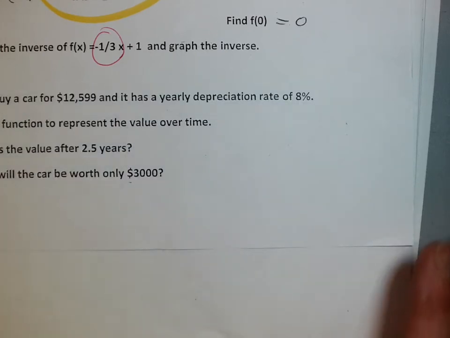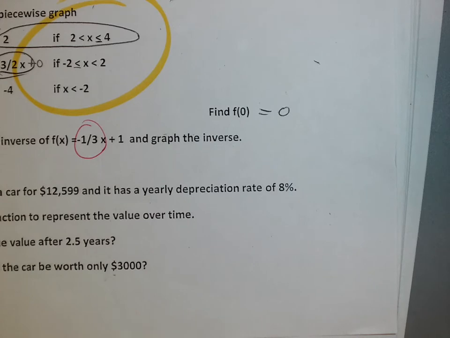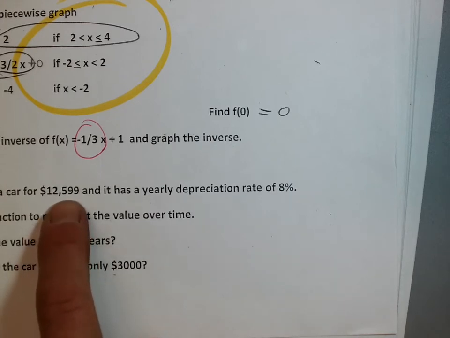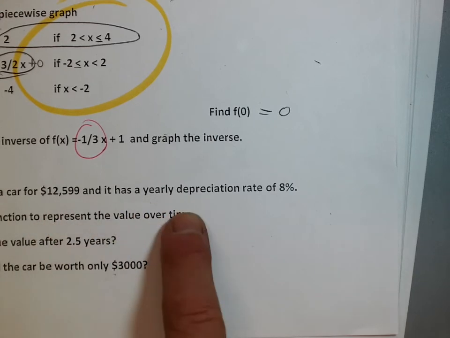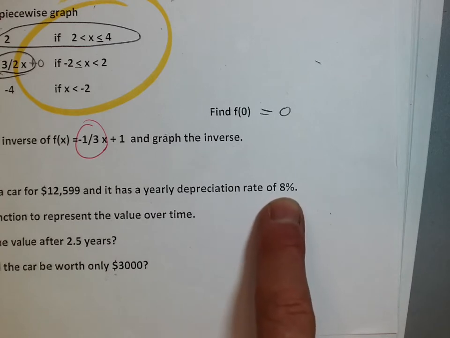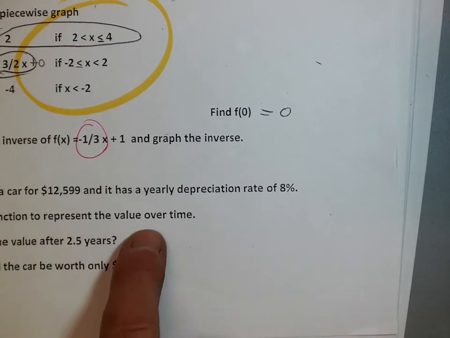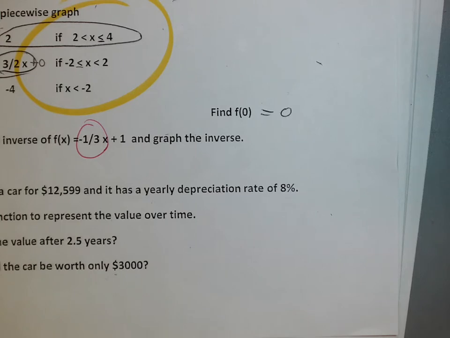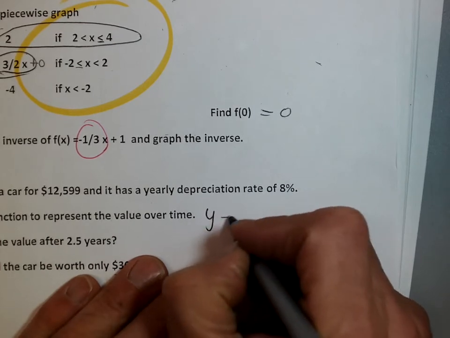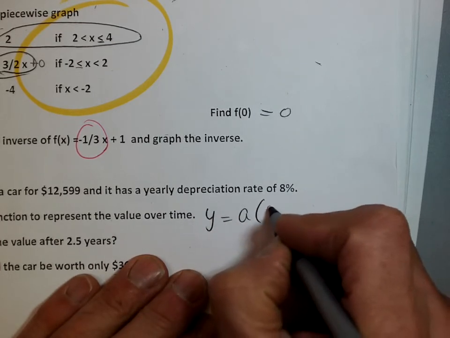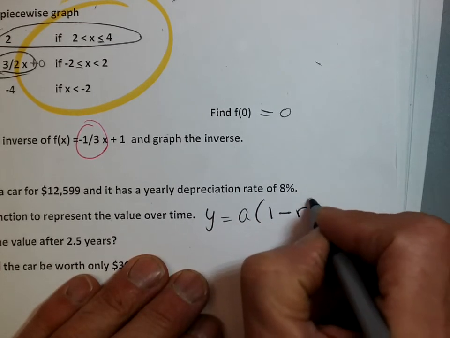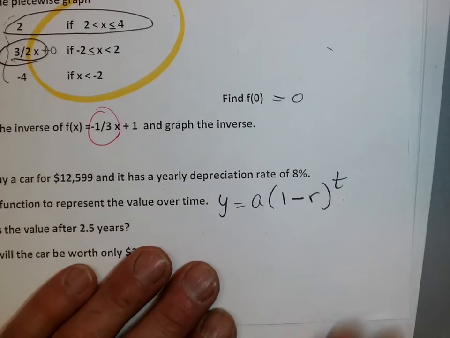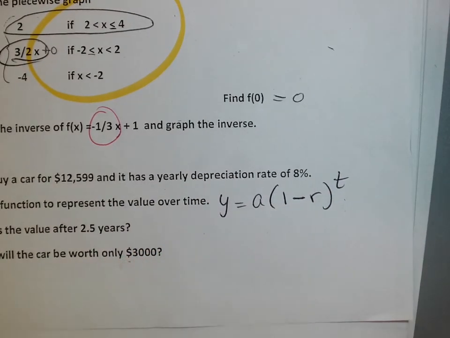Number 10. You buy a car for $12,599, and it has a yearly depreciation rate of 8%. Write a function that represents this over time. It is exponential because it is going to decay exponentially, okay? So let's start off with y equals a times 1 minus r to the t. And I'm going to highlight what I did, okay?